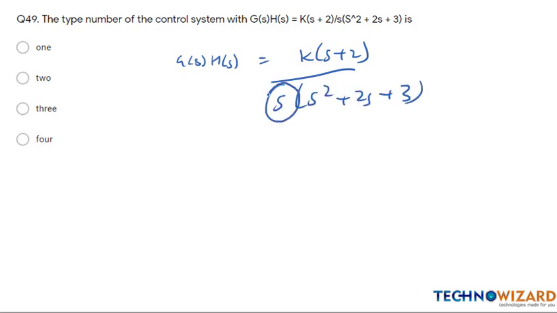Now this term represents the type number. Here, the power of S is 1. Therefore, the type number is 1. Therefore, option A is the correct answer.